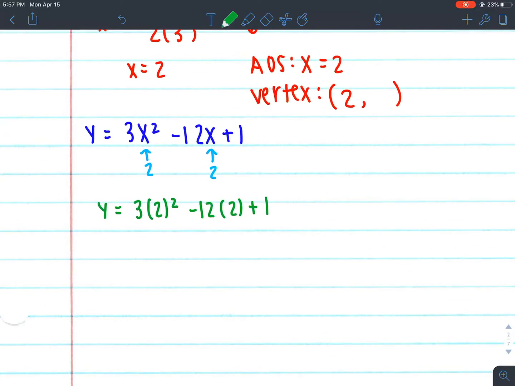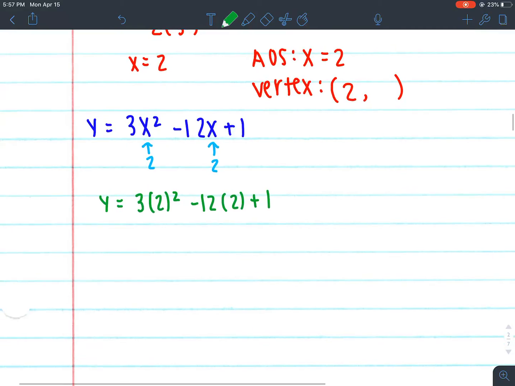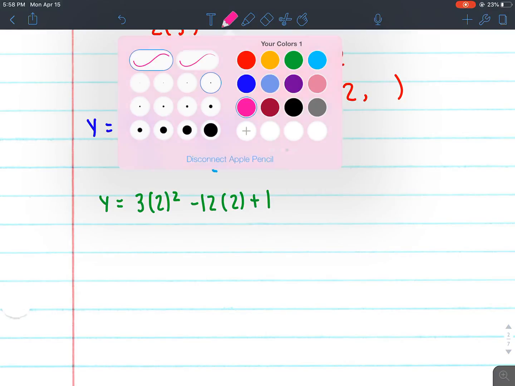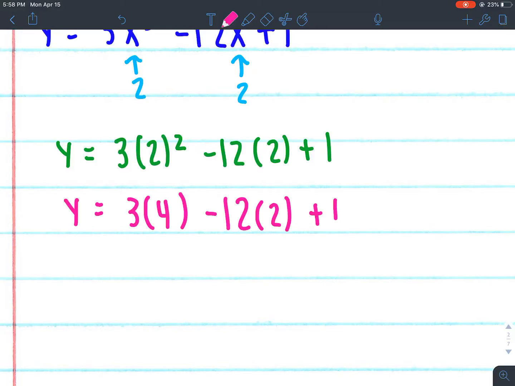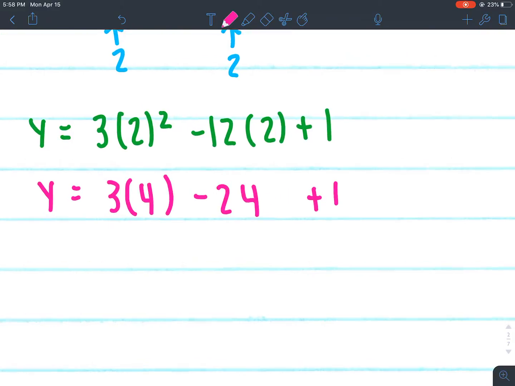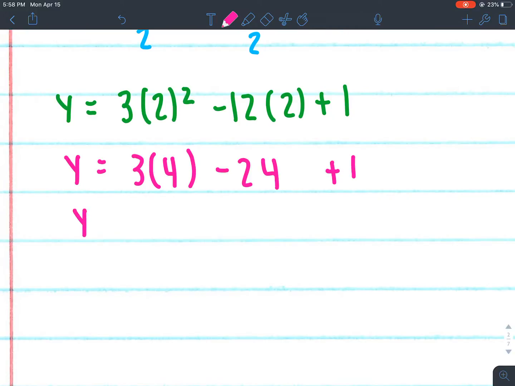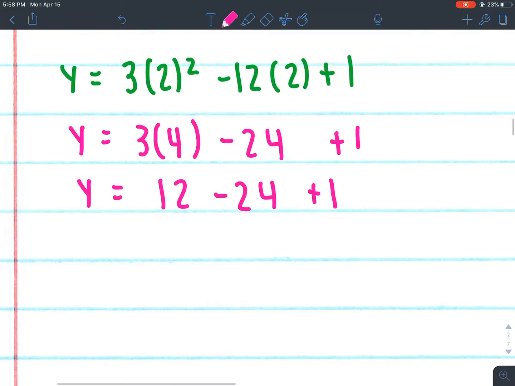That will help you to not make mistakes. If you're on level, go ahead and just push this in the calculator. You can type this part in your main screen and it should give you a number. But if you're in pre-AP, you do need to work it out by hand. Okay, so we have y equals 3 times 4 minus 12 times 2 plus 1. Actually, I don't know why I didn't just do that. 12 times 2 should be negative 24. Okay, then we have y equals 12 minus 24 plus 1.